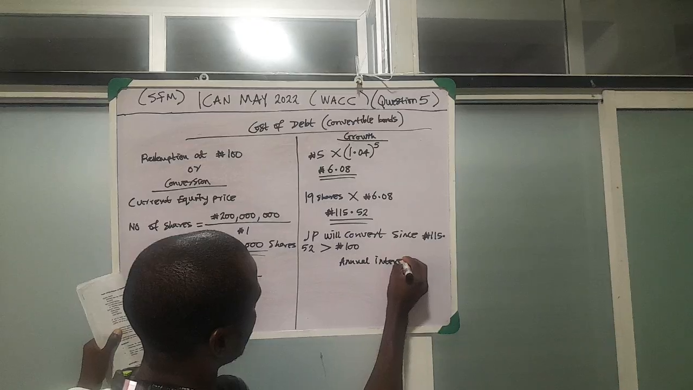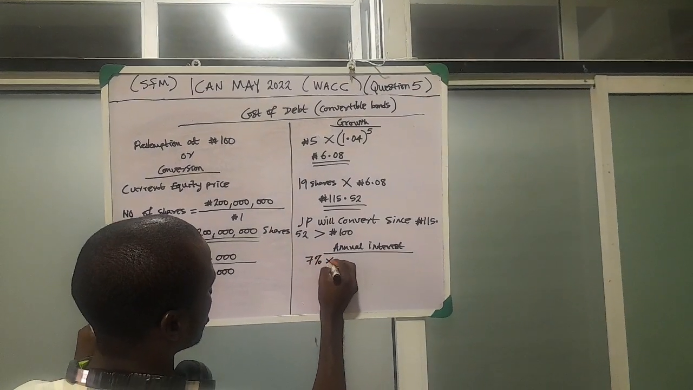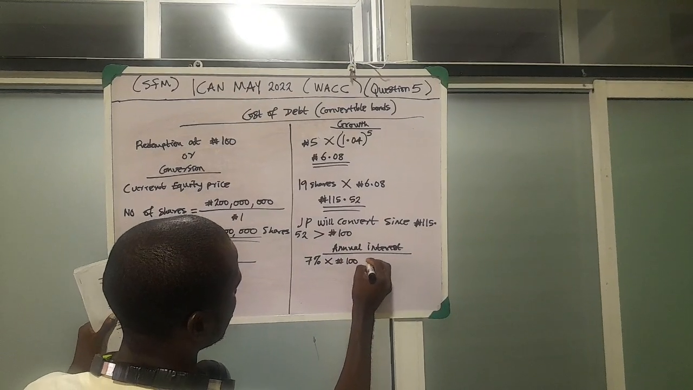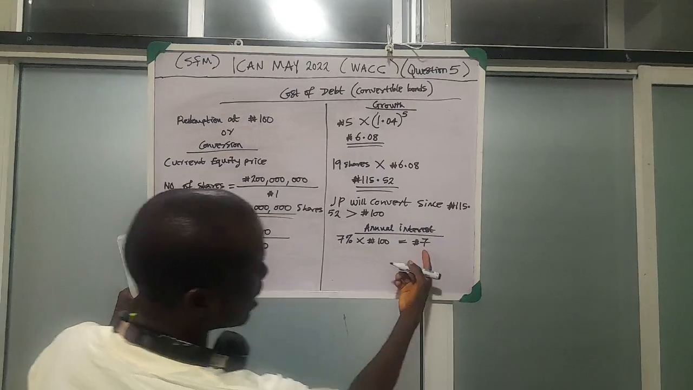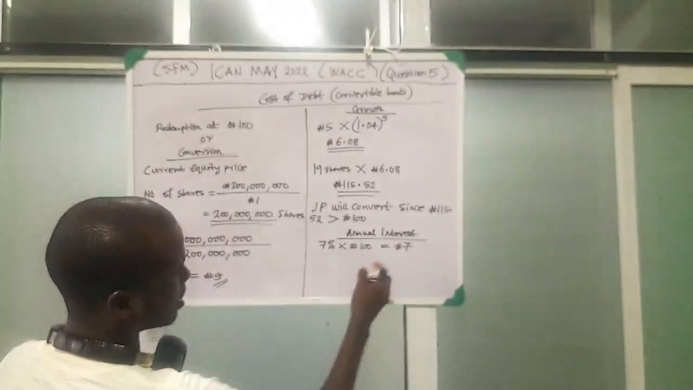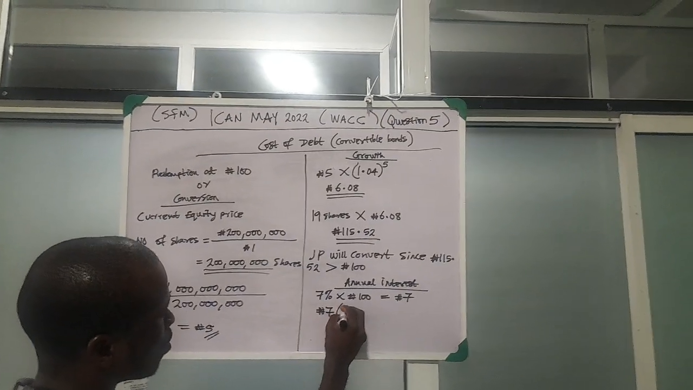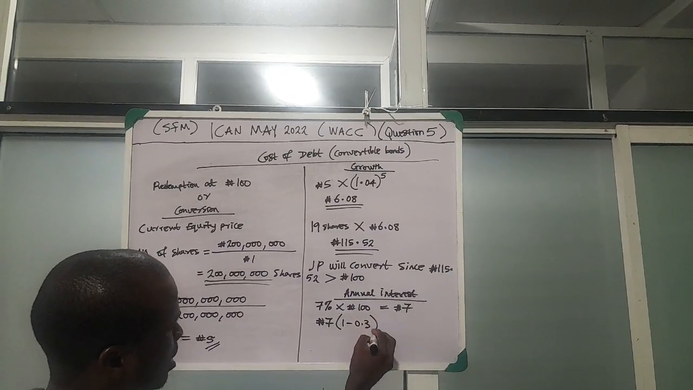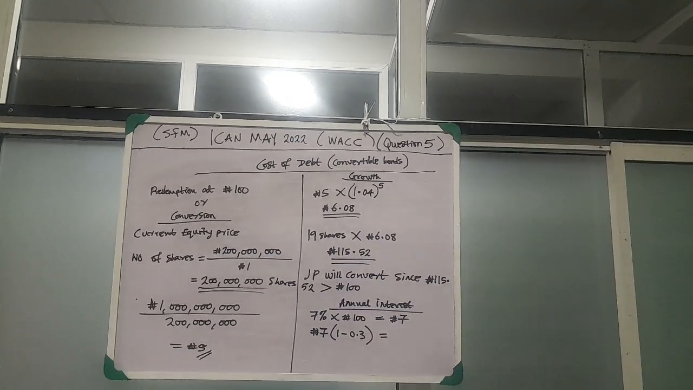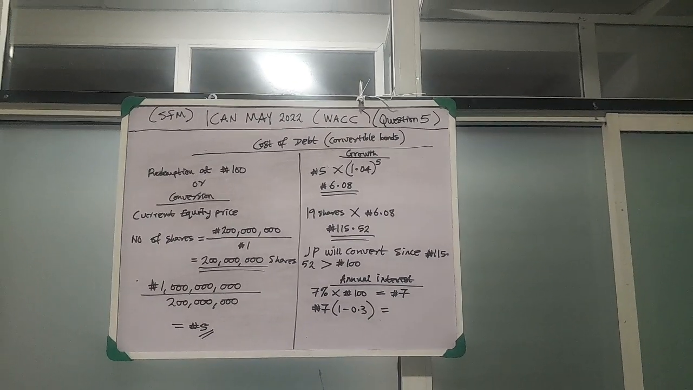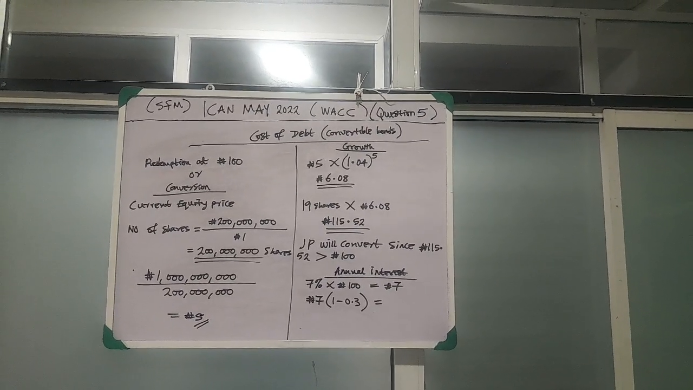Annual interest. Well, 7% times face value of 100 will give us 7 naira. We'll consider this post-tax. This one is pre-tax. The post-tax value of it will be 7 into 1 minus 0.3, since the tax is 30%. That will give us the post-tax amount. So the post-tax amount is simply 4 naira 90 kobo.